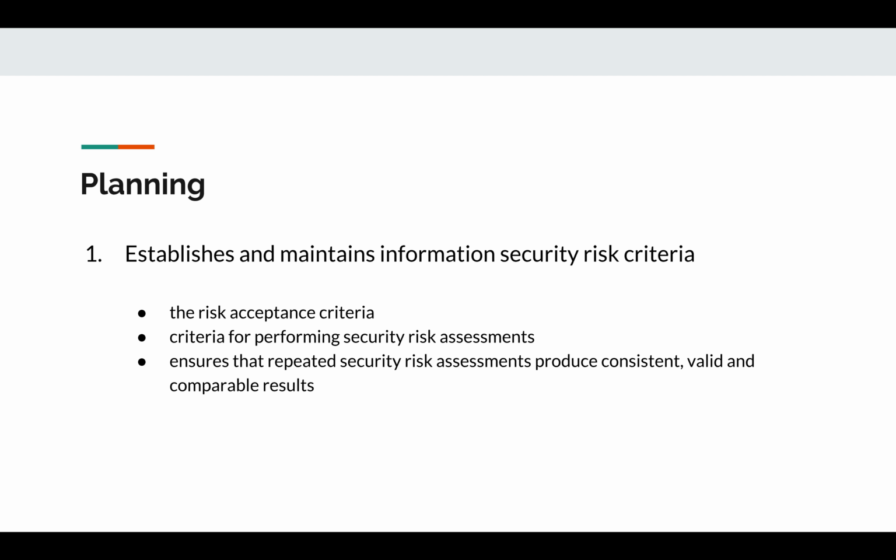So the risk criteria include the risk acceptance criteria and the criteria for performing security risk assessment. So both are very important. And for the latter one, after we have the assessment, we need to ensure that repeated risk assessments are reproducible. They will produce consistent, valid, and comparable results every time we do the assessment.